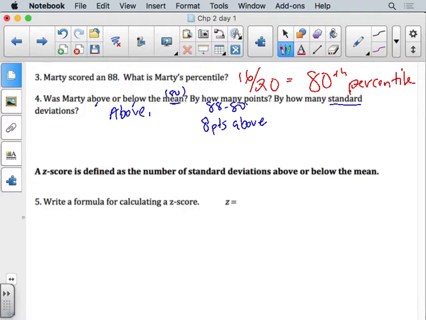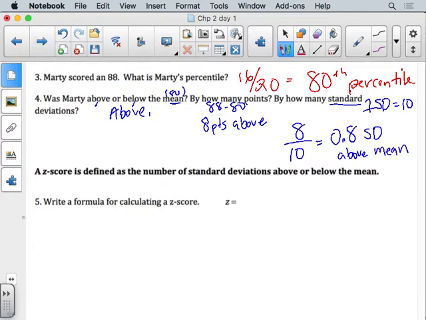How many standard deviations was he above the mean? If I write it again, 1 standard deviation was 10 on this problem. So he was 8 away, and 1 standard deviation is 10. So he was 0.8 standard deviations above the mean. That's what Marty was. So he was 0.8 standard deviations above the mean.